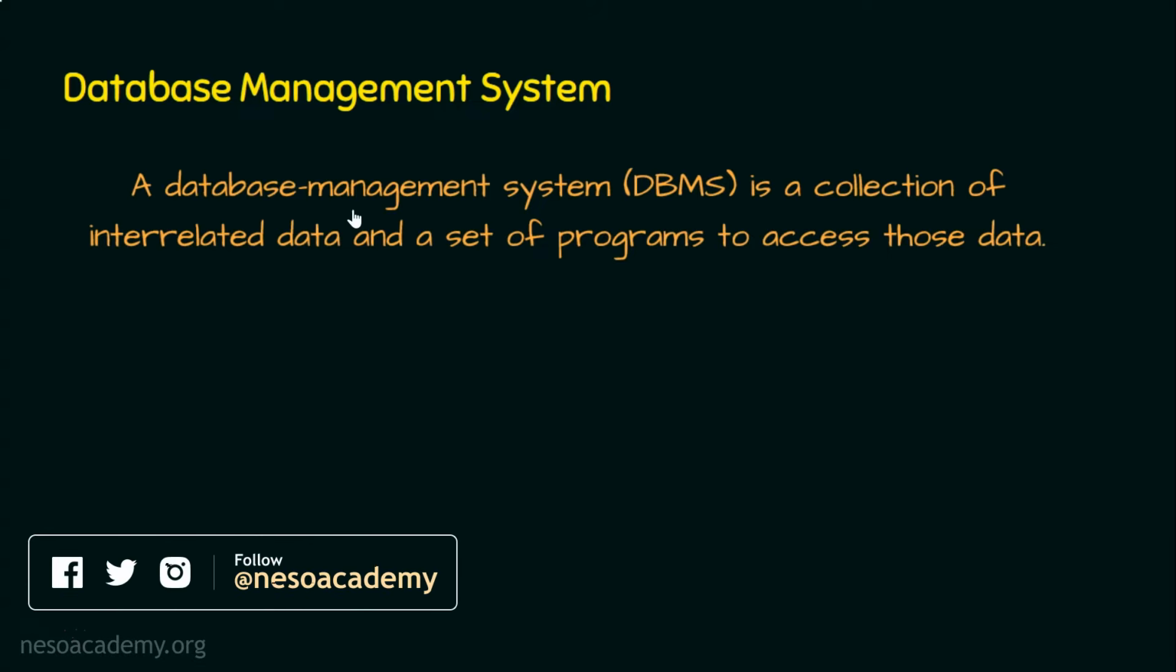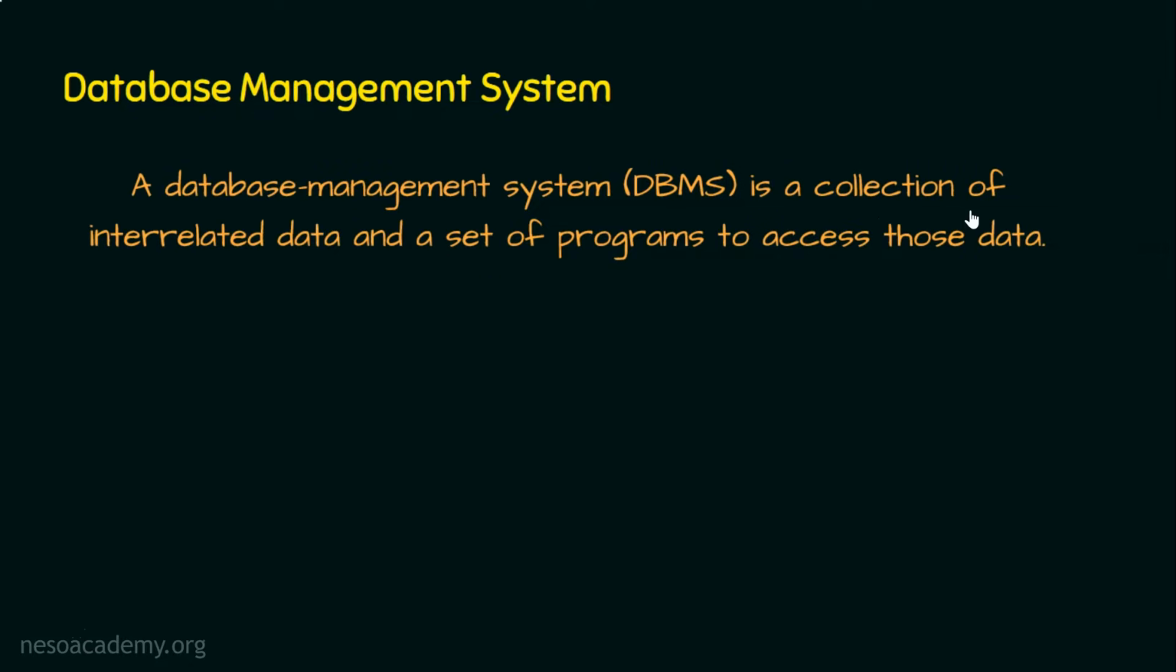A database management system, simply DBMS, is a collection of interrelated data and a set of programs to access those data. If you observe, the key term about DBMS is a collection of interrelated data. So databases are going to store the data obviously, but it's not simply going to store the data. It's going to store the interrelated data. What is interrelated data?